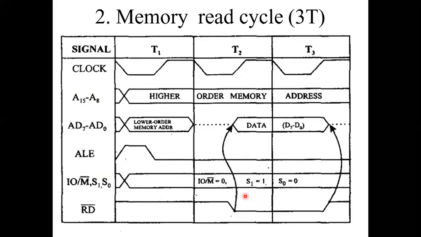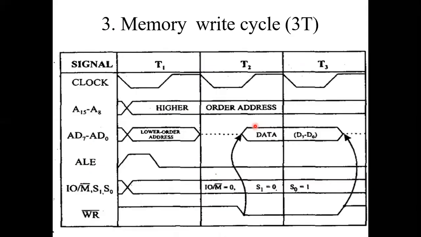This is the memory read cycle. In the memory read cycle, the clock pulse is the same, the address and lower address bus are the same, and ALE is the same. Here for memory read, we are selecting the memory. For the read cycle it will be 1 0, and for the write cycle it will be 0 1. Read is enabled in the second and third state, so only at that time can we get the data.